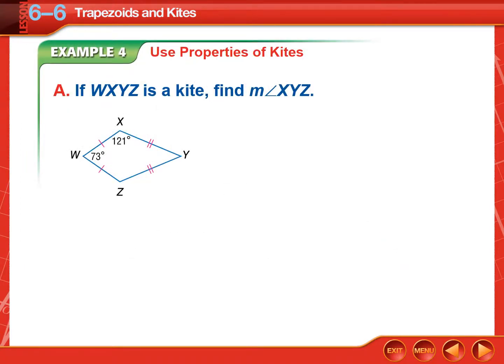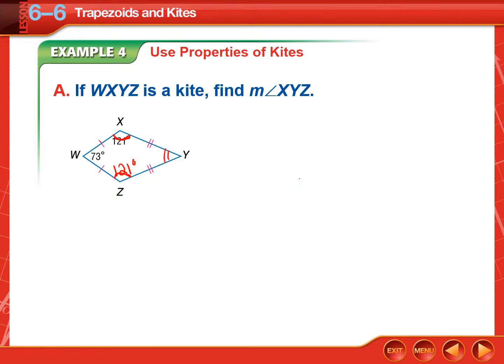Let's use one of these theorems to help us find the angle. So it says if WXYZ is a kite, then find the measure of angle XYZ. So using the theorems, we know that angle X is going to be congruent to angle Z because they're in between the two sides that are not congruent to each other. So we know that angle Z is 121 degrees. But we're trying to find angle Y.